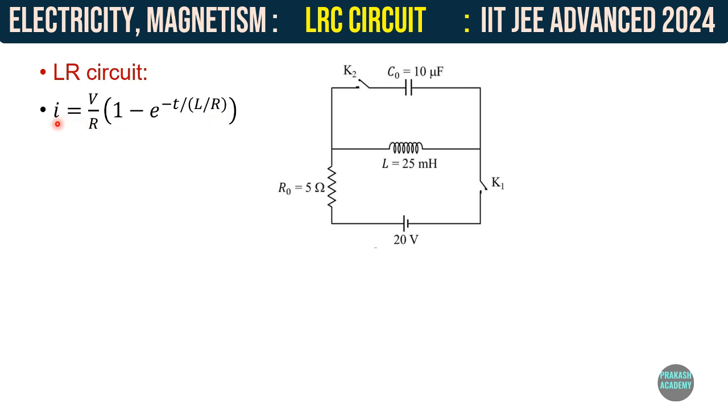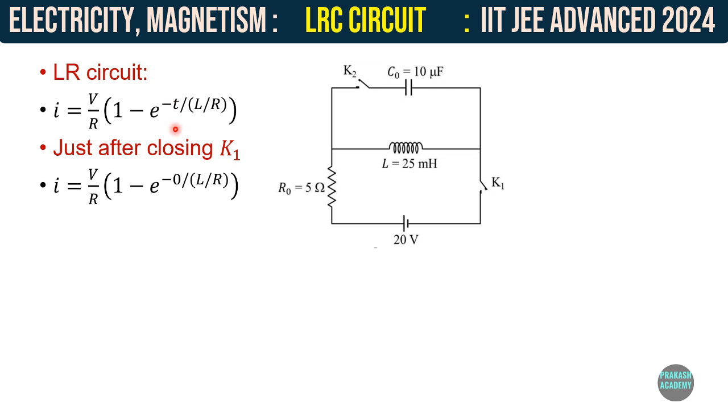You see, this current I depends upon time. So, at different points of time you will have different current in this circuit. Just after closing this switch, this means t equals 0. So, we can find the current just after closing K1 by plugging t equals 0 in this equation. So, let us plug t equals 0. This becomes e raised to the power 0, which means this term is 1. So, 1 minus 1 is again 0. So, the current is 0.